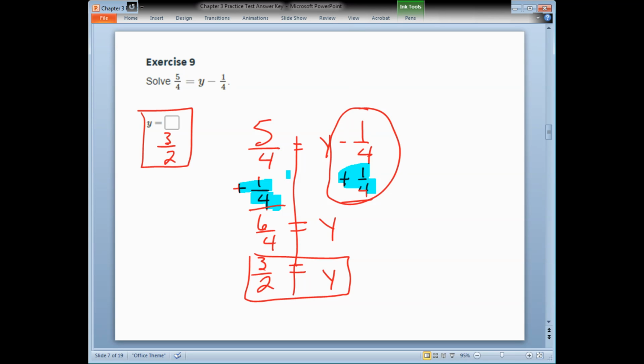and I get 5/4 plus 1/4, which is 6/4. And then remember, whenever you have a fraction, you always have to ask yourself, is this fraction simplified? You don't have to ask like that, but you could. And no, this one is not in simplest form, so I have to simplify it. And I do. y equals 3/2.